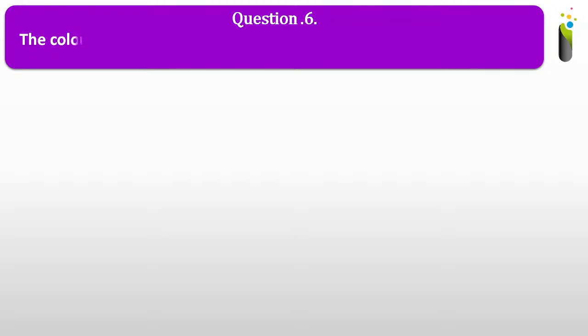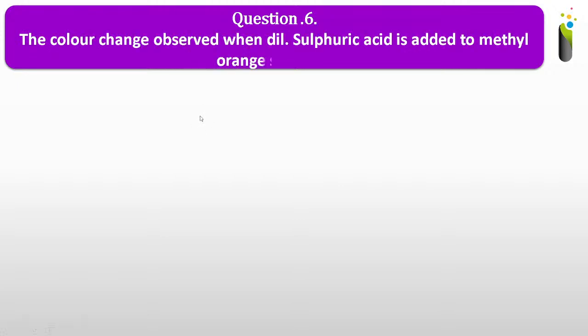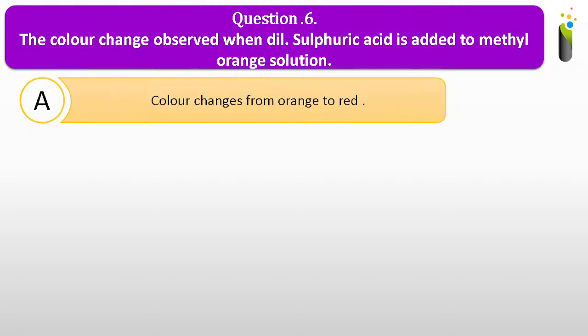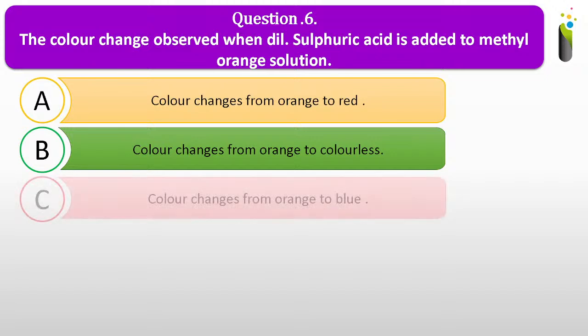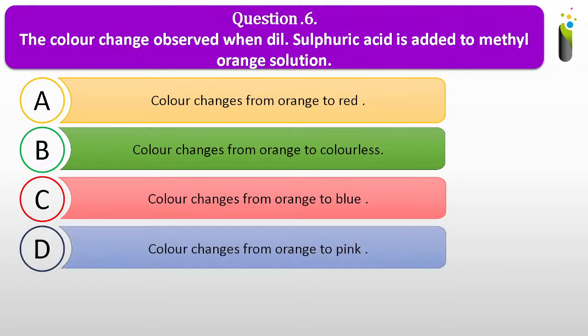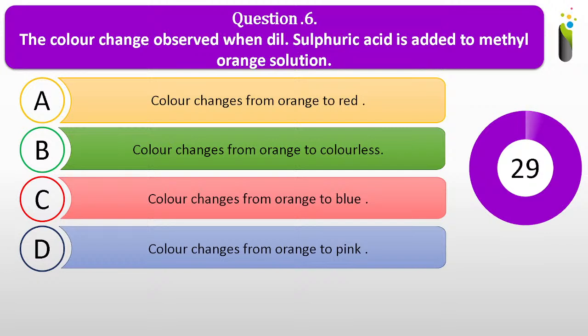Question number 6. The color change observed when dilute sulfuric acid is added to methyl orange solution is dash. A. Color changes from orange to red. B. Color changes from orange to colorless. C. Color changes from orange to blue. D. Color changes from orange to pink. So answer me for question number 6.